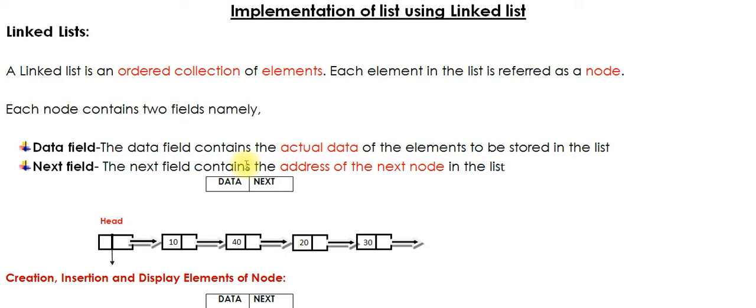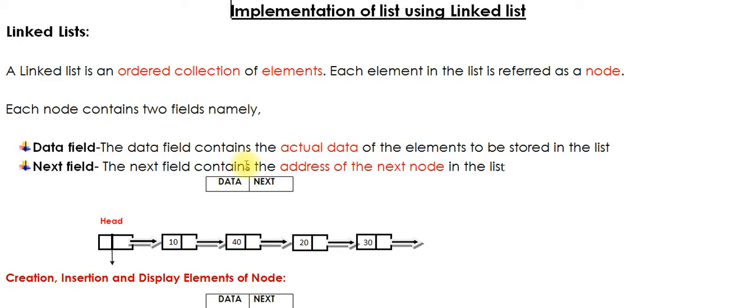Now, what is the principle on the last node? The last node of a linked list doesn't have the address of a next node because it's the last node, and it will have the address field as null. It will be a null node. It doesn't have any link to the next node.